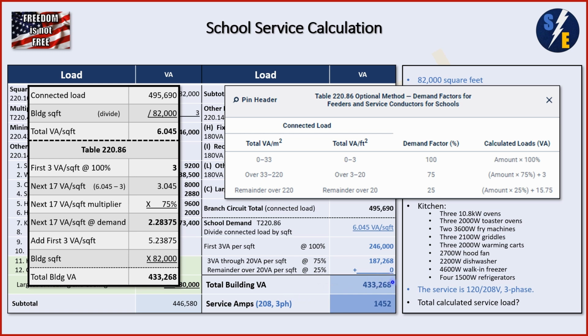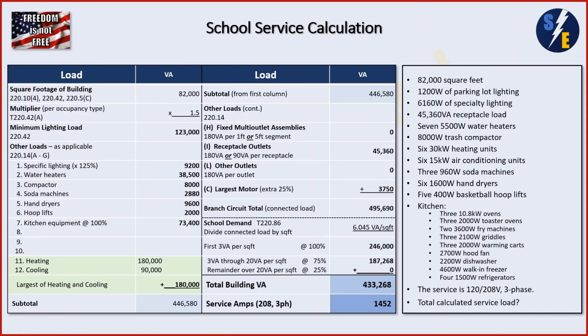Okay, once you have the VA, we're going to divide by our voltage, but it's 3-phase. So first we got to multiply our voltage, 208 times 1.732, and then we're going to divide 433,268 by that number, and we come up with 1,452 amps for our service amperage. Okay, and here's the whole problem, so you can see everything filled in. You've got all your loads over here, and then we apply our demand from part 4, the optional method, and we come up with our building total.